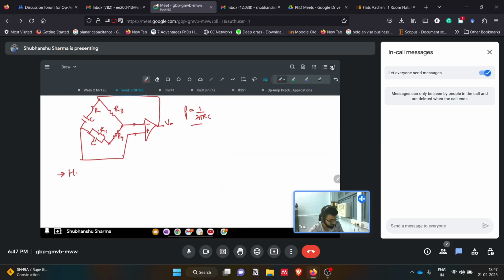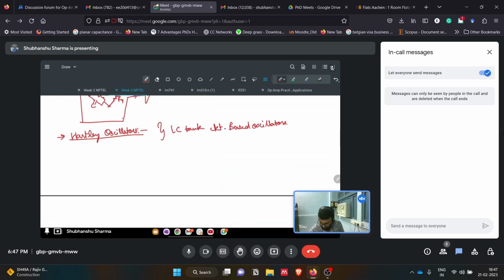Then we came to Hartley oscillators. So what are Hartley oscillators? These are LC tank circuit based oscillators. This is how it looks. It is basically a combination of inductors and capacitance. Here only one capacitance is used and two resistors are used. So this was the configuration for Hartley.